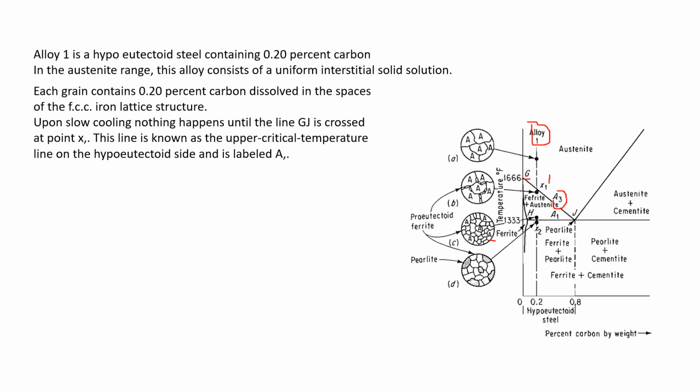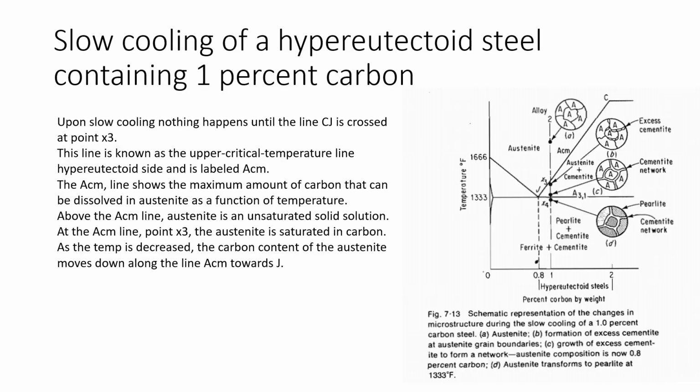This line is known as the lower critical line. If we cool further until the critical temperature line is reached at 1333 degrees Fahrenheit, the remaining austenite is converted into pearlite. As soon as the point x2 is reached, we get an equilibrium structure of pearlite and proeutectoid ferrite.